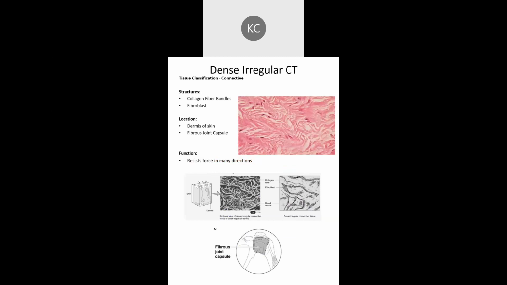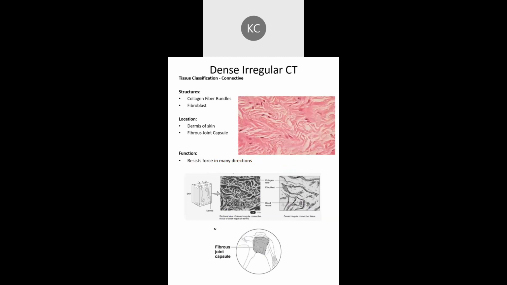So you can find this in the dermis of your skin. So the dermis of your skin is just deep to the epidermis. So epi means on top, so the epidermis is on top of the dermis. And we'll look at this when we do our skin lecture. And also around joint capsules. So the joint capsules around our hip, the joint capsules around our shoulder, for example. These are providing support and resisting tension in multiple directions.